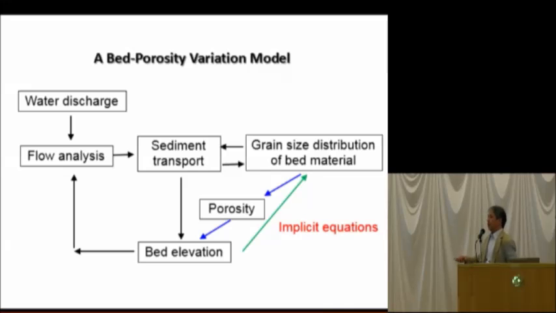But if the porosity changes, the bed elevation also changes, because if porosity is increased, maybe the bed level is rising up, and if porosity is decreased, that means the surface level, the bed level, is getting down. That depends on the change in the porosity. So if the bed elevation changes, the grain size distribution of bed material also changes. So that is the implicit equations.